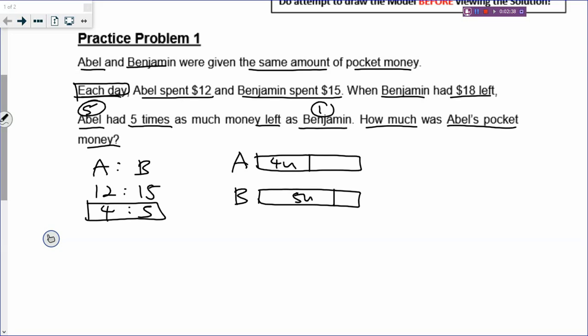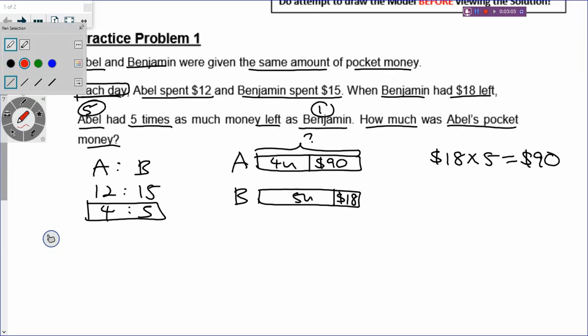And then what happened later? Benjamin had $18 left, and Abel has 5 times as much left as Benjamin. So 5 times means you take 18 and you times 5, and that will give you $90. So Abel would have $90 left. So how much was Abel's pocket money? This is where you put the question mark. Okay, so the model is done already.